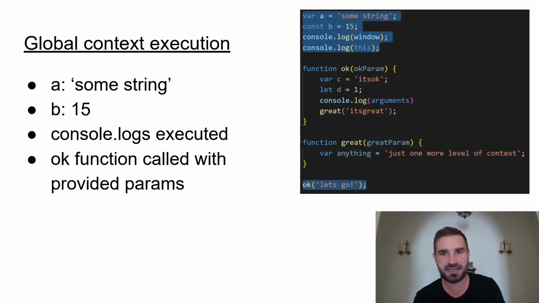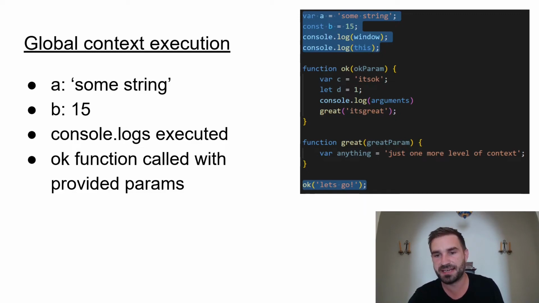So as I alluded to, the variable A will get assigned its value, some string. The const variable B will get assigned its value, 15. The console log gets executed. It's all getting executed line by line. We're logging the value of this, and then right at the bottom of the code there's a function call. So in the global context execution, we are executing the OK function.